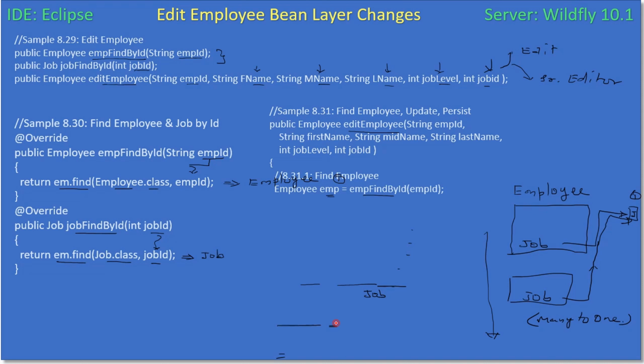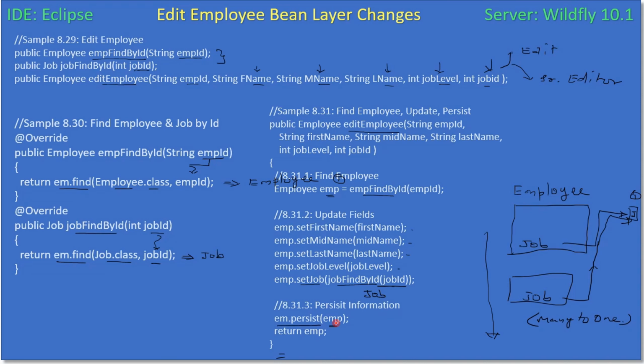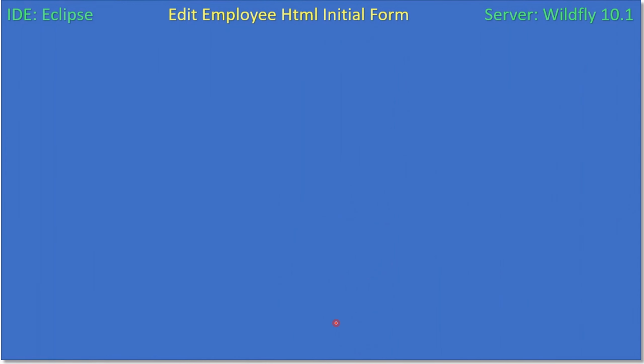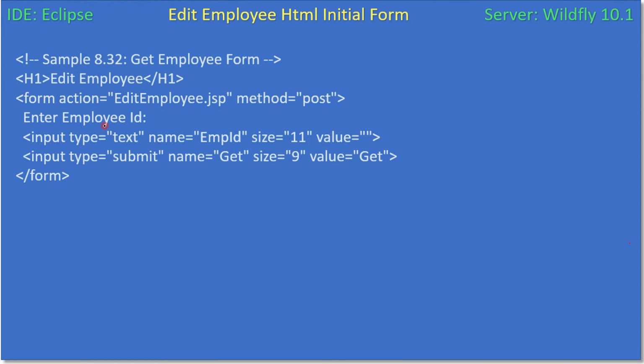So this is the bean layer changes we implemented in the previous video. Now we will go ahead with the edit employee workflow. Here if you see, we will create a HTML form. The bean layer was already ready in the previous video. Now we are going with the front end, that means HTML and JSP.